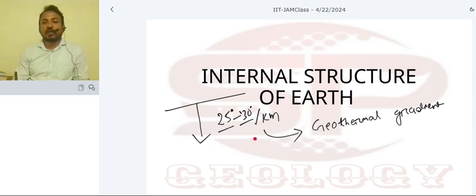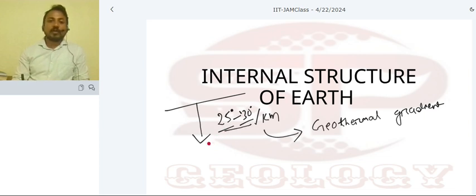It is not the same everywhere on the earth. In different places it may be low or high. But generally it is between 25 to 30 degrees per kilometer on the upper part of the crust or the lithosphere part. At greater depth, the geothermal gradient increases further.